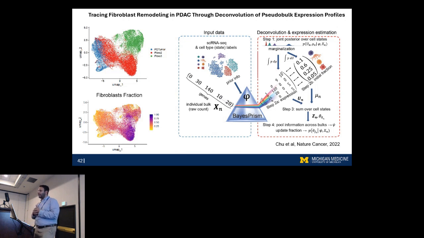And luckily, there is a method called BayesPrism, which is not only getting you the fraction of different cell types within a spot, it's also giving you the gene expression profile, so the fibroblast-specific expression within a spot. So it tries to impute the single cell profile of a whole spatial transcriptomics data.